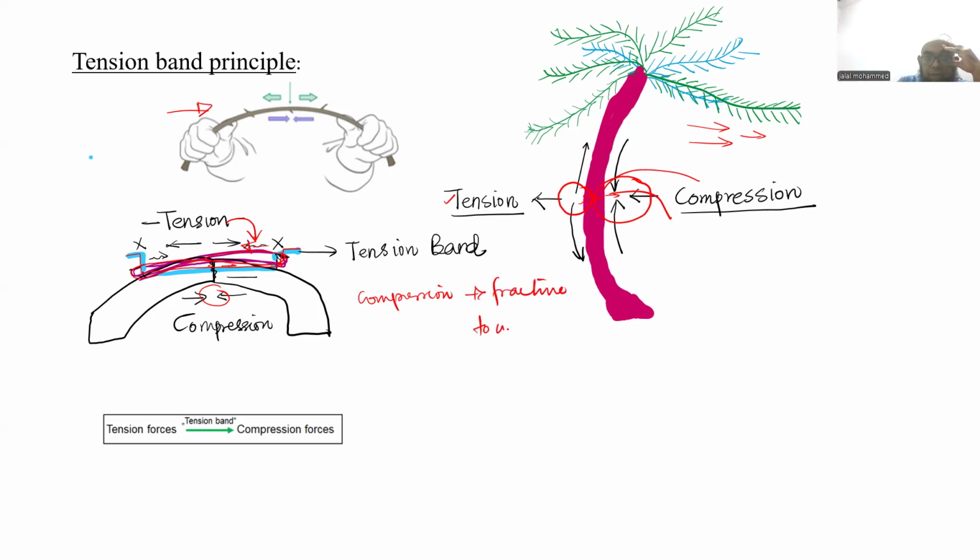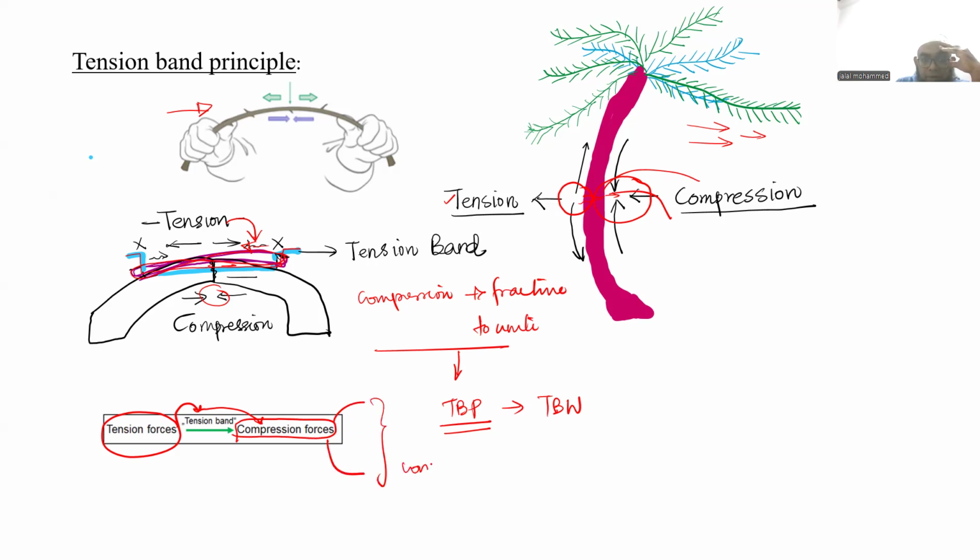For the fracture to unite, we need compressive forces. So this principle which we use is called the tension band principle, and the wire used is called tension band wiring. So when the tension band is applied, the tension forces are getting converted into compressive forces. So we have compressive forces on the tension side, and we have compressive forces on the compression side. So combined compression over the fracture will result in union.